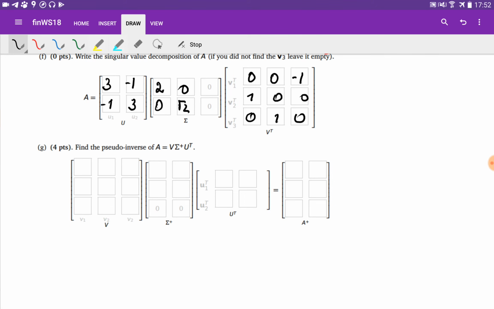So now we need to find the pseudo inverse of this matrix by writing down the following components. We just transpose the V, so it is going to be [0, 0, -1; 1, 0, 0; 0, 1, 0]. We multiply this by the pseudo inverse of the sigma, which is just the reciprocal of its diagonal entries. It's going to be 1 over 2, 0, 0, 1 over square root of 2. And the U transpose is going to be the same as the U, which is 3, -1, -1, and 3.